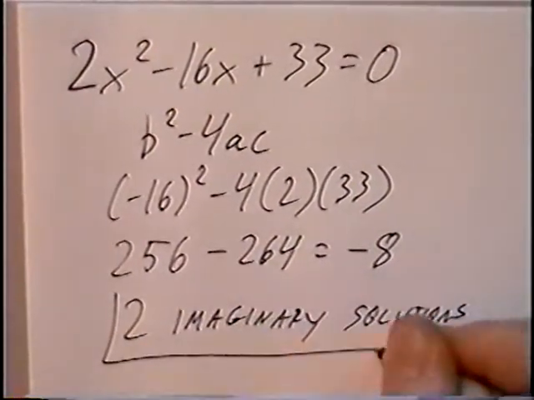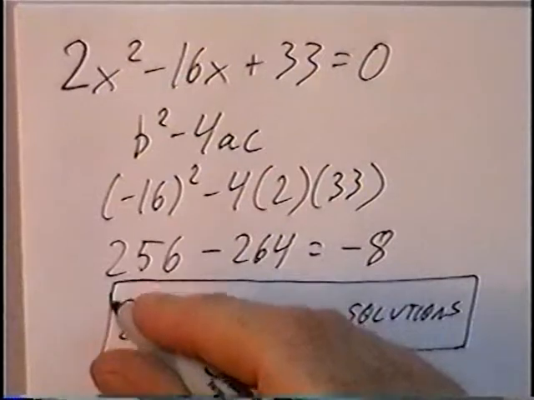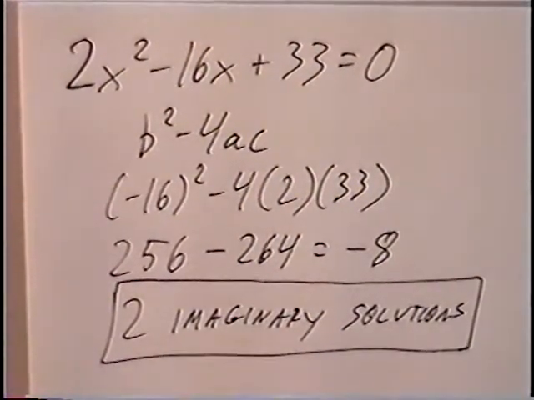So again, using the discriminant, we can tell what type of solutions we would have, and this question would have two imaginary solutions.